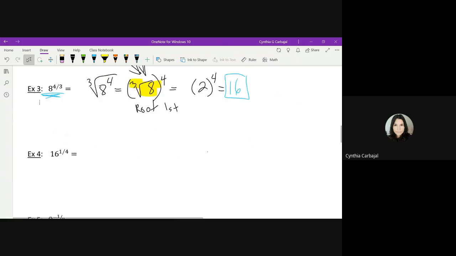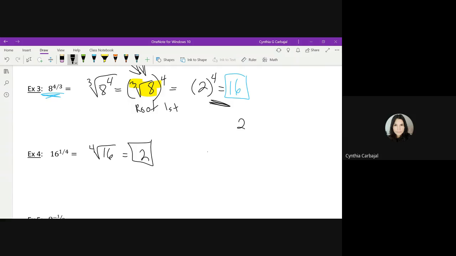Now, let's look at this next one. First, we have to change it from a rational exponent to radical form. So 16, and I'm just going to skip straight into the root. The root is 4 and the power is 1, and I really don't need the 1. So it's the fourth root of 16. Well, I want to know what number multiplied by itself 4 times will give me 16. 2 multiplied by itself 4 times will give me 16. So the fourth root of 16 is 2.